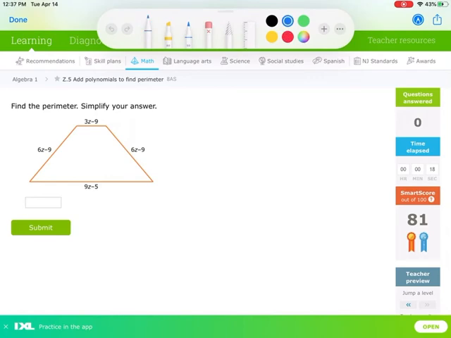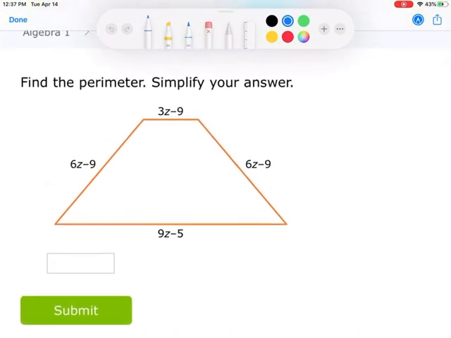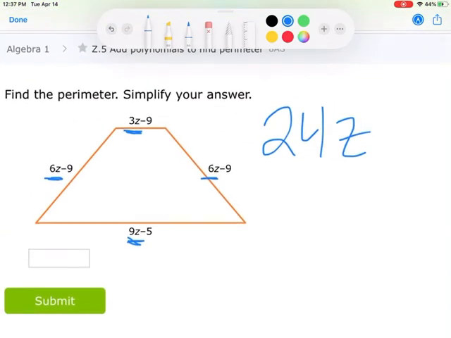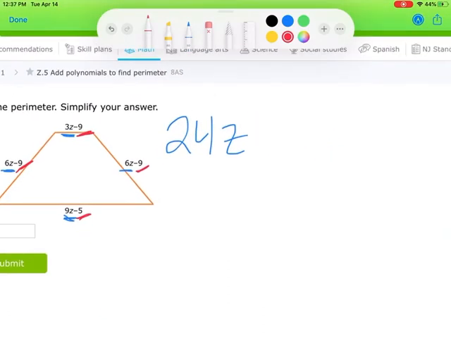All right. Combine like terms. I got some blue in here. So we got 3 Z's and 6 Z's. That's 9 total. Plus 9 more is 18 Z's. Plus 6 more is 24 Z's. 24 Z's. And then all your constants. You got, I'll do that in red, I guess. -9. Another -9 is -18. -5 more is -23. And -9 more is -32. -32. And there you go.